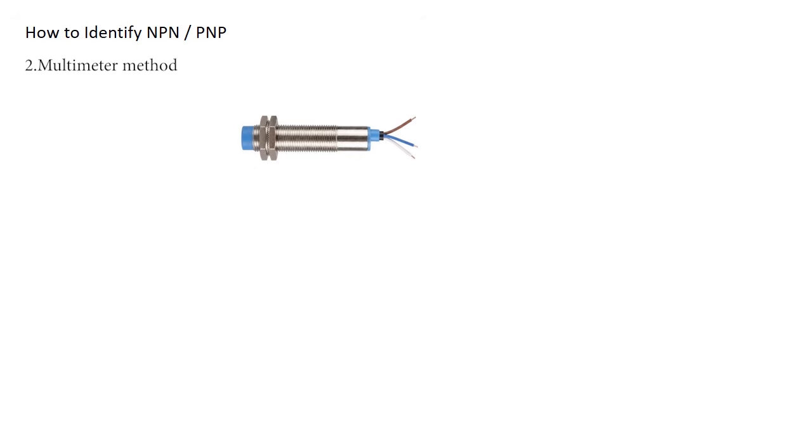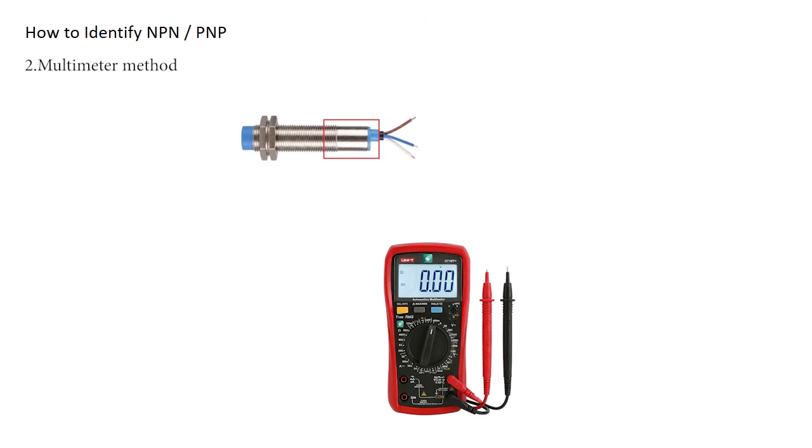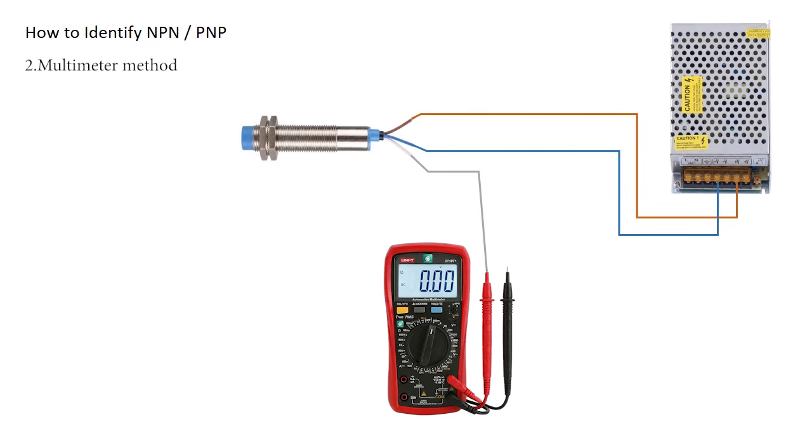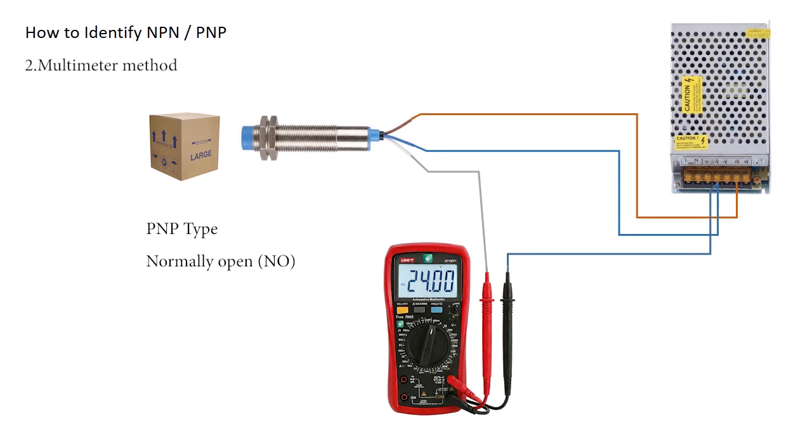If these details are not available, you can check the sensor using a multimeter. For this, you need to power the sensor and measure the voltage between the sensor output terminal and the power supply negative terminal. In the default state, if there is no voltage at the output, and when an object is detected, the output becomes 24 volt, then the sensor is a PNP type, normally open sensor. Similarly, you can test and identify the sensor using different conditions.